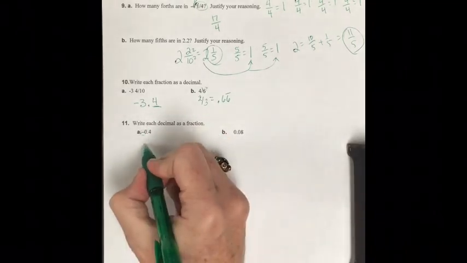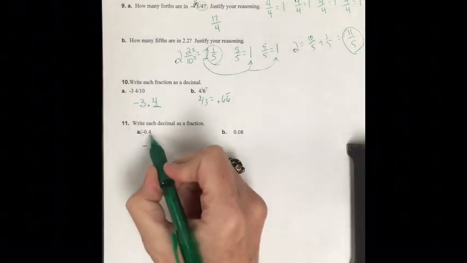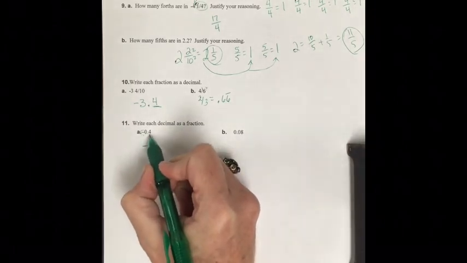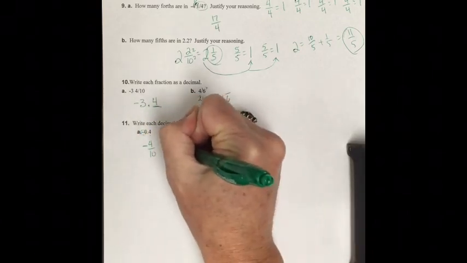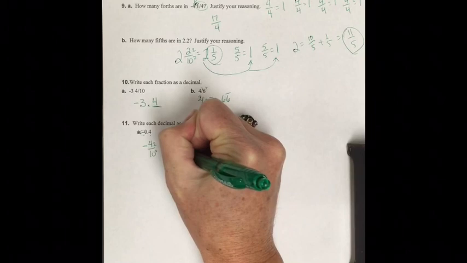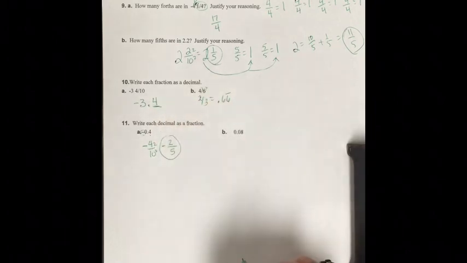Number 11, write each decimal as a fraction. So again, negative, so I want to put that there first before I forget. And this is 4/10 because it's in the 10ths place, and I can just write 4/10. I can then reduce that by 2, and that gives me -2/5.